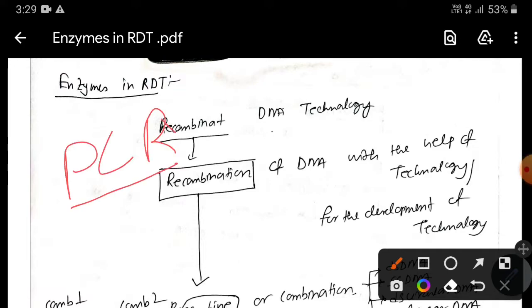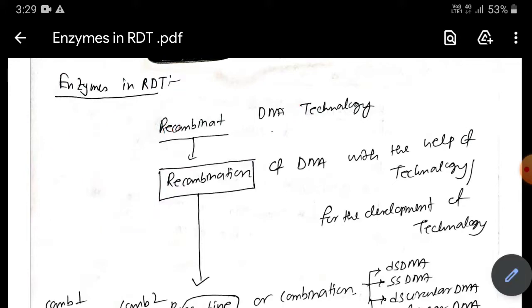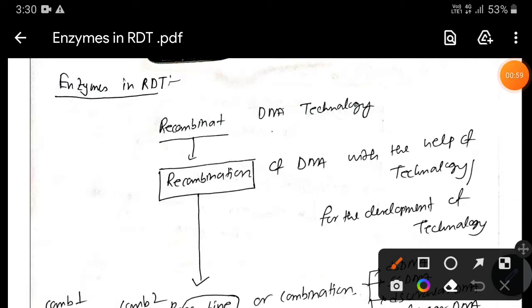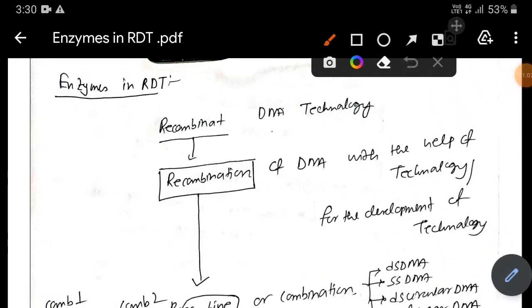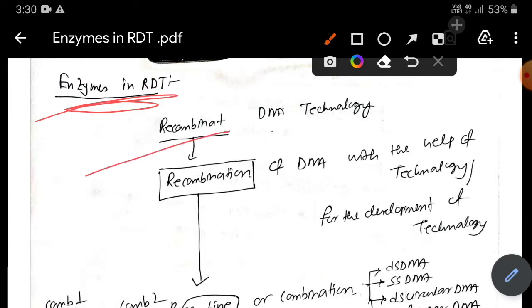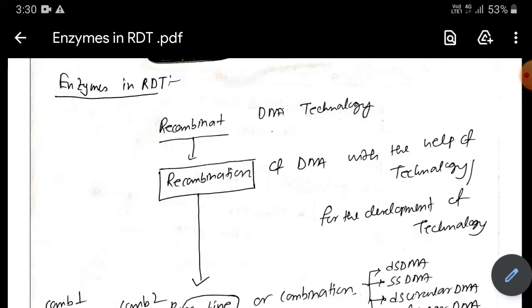Because they can ask you how you can label a probe in case of PCR. For that you need to know the basic knowledge of enzymes in RDT. And there are varying questions, like how you can generate a primer in which the sequence is unknown to you. In those cases you need to know about enzymes in RDT very well. Then you can choose the appropriate tool for producing or labeling those unknown DNA sequences. So this is literally the basis of RDT, the first chapter regarding recombinant DNA technology.